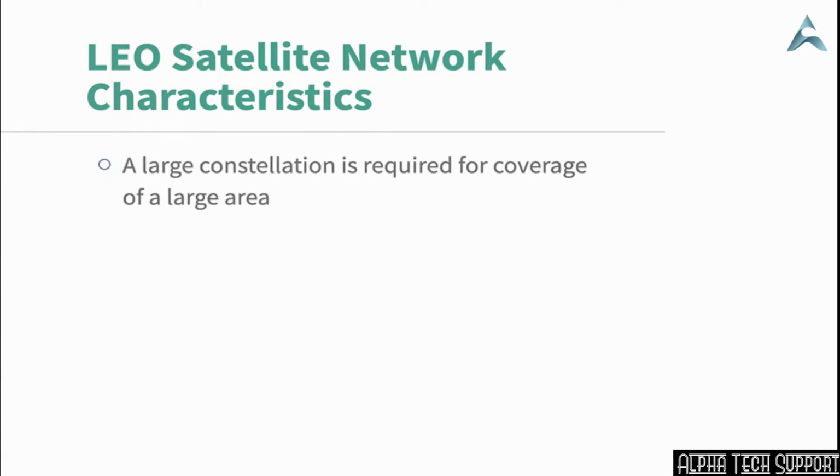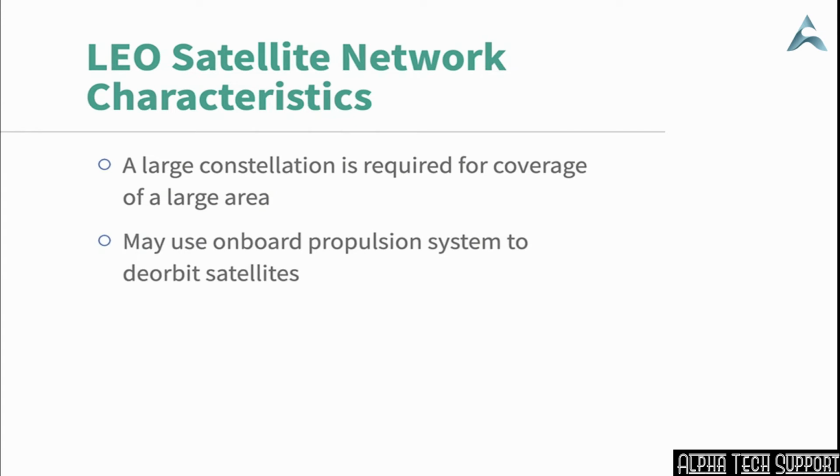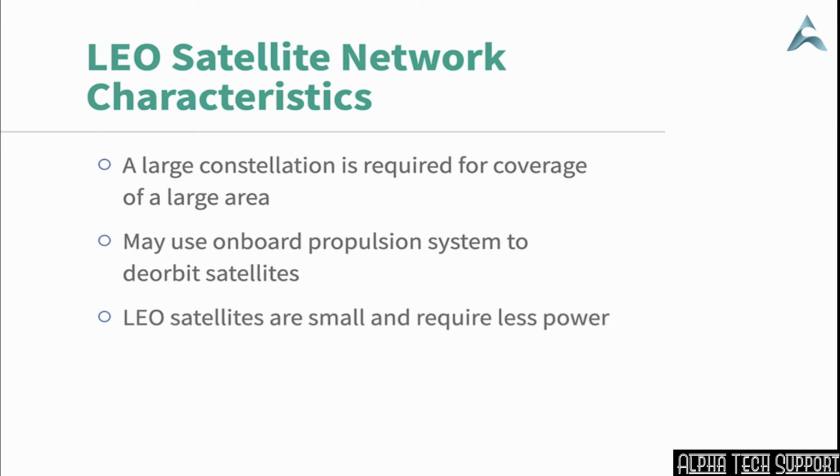To cover a large area on Earth, LEO satellites usually operate in a large constellation with hundreds or thousands of satellites, called mega constellation. The large constellation may pose concerns for space debris. Some LEO satellites have considered using onboard propulsion systems to intentionally deorbit the satellites, making them burn up in Earth's atmosphere.